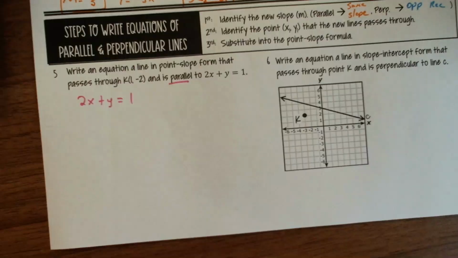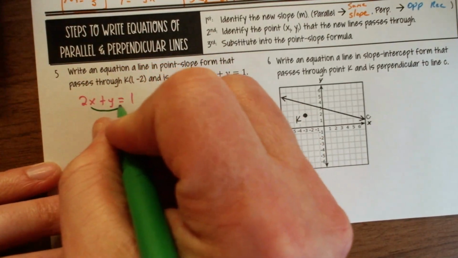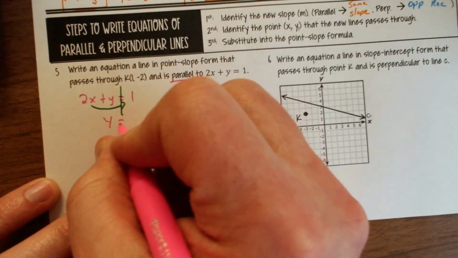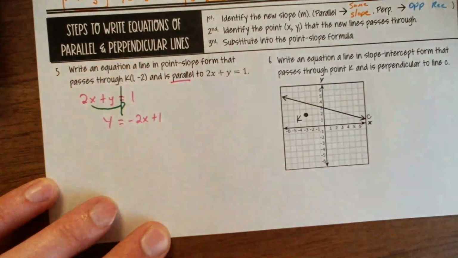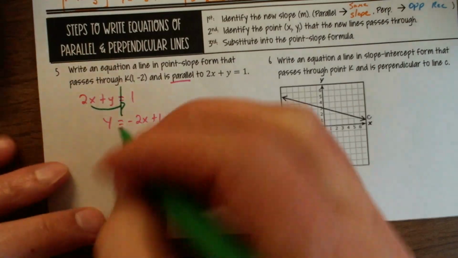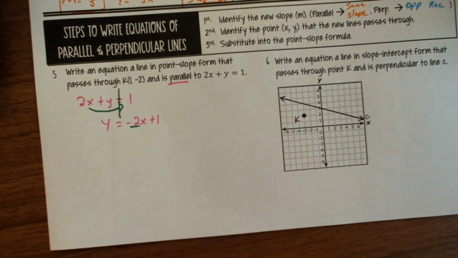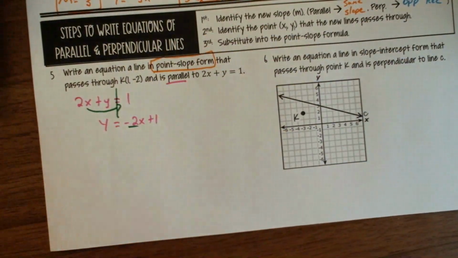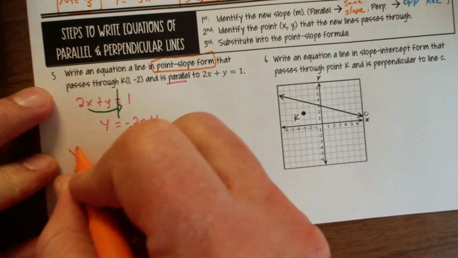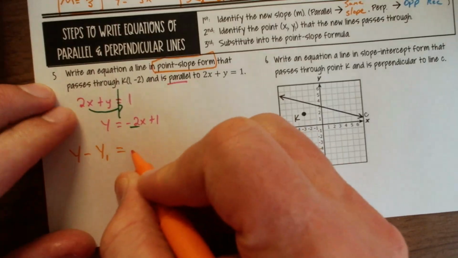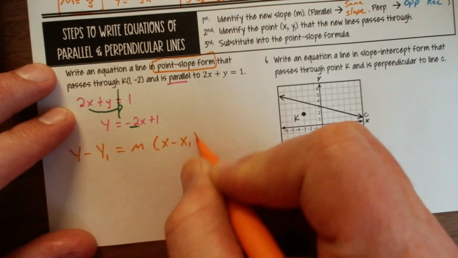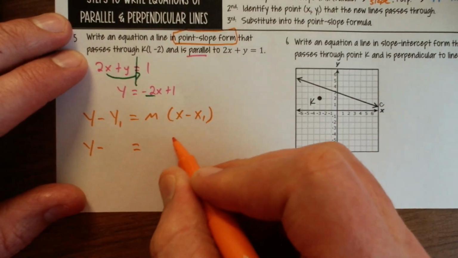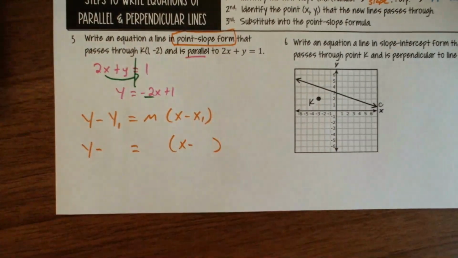So my one move I have to do, I move my 2x over. It crosses the line, so it changes the sign. So y equals negative 2x plus 1. So this identifies my slope piece. Boom, got that. It says it wants it in point slope form. This helps me out because in point slope form, I have y minus y1 equals m, x minus x1. So y minus blank equals blank, x minus blank, and let's fill in these pieces.